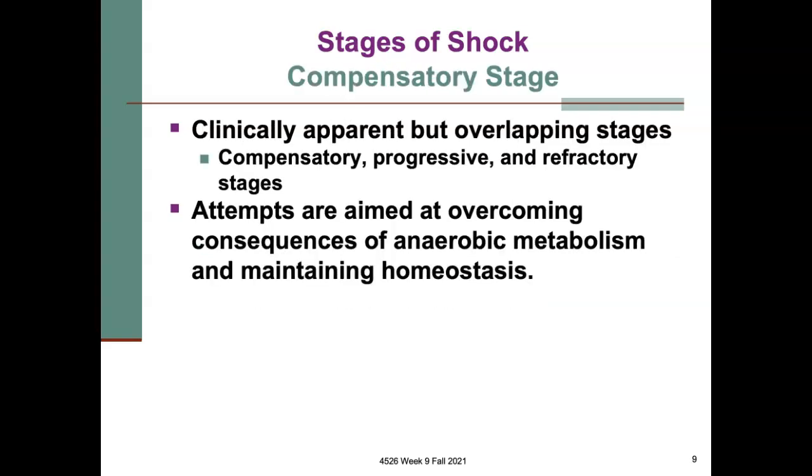The compensatory stage is when the client starts to develop symptoms and it's clinically apparent. The next few stages tend to overlap between the compensatory, progressive, and refractory stages. In this stage, the body activates its compensatory mechanisms in an attempt to overcome the increasing consequences of anaerobic metabolism because it's trying to maintain homeostasis. And the client's clinical presentation begins to reflect the body's responses to the imbalance in oxygen supply and demand.